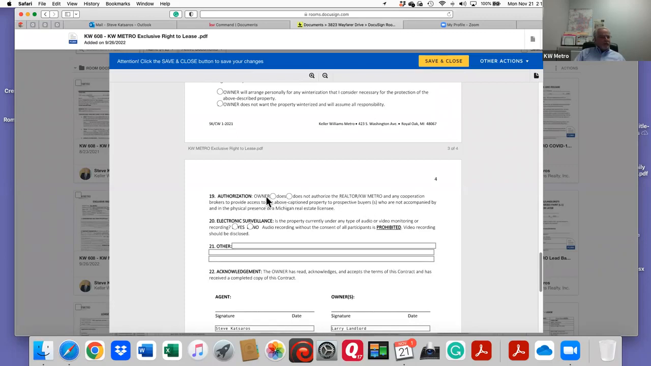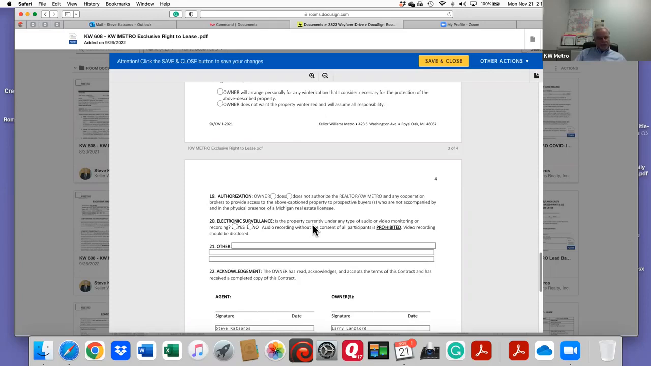So authorization, pretty simple. Electronic surveillance, same thing. We need to know if it's being video or audio recorded. We need to know that because we're going to let the other side know in the MLS that they are. Because you cannot record without someone's permission, even if it's your own home. And many people do, but that can be a potential lawsuit. So we have to be mindful of that.